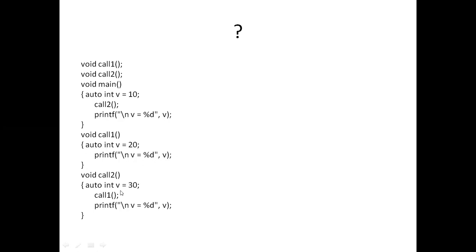Yes, and when it comes back to call2, then v is equal to 30 will get printed. Yes, because this will now refer to v is equal to 30, here this auto int v variable. So now control goes to printf in the main function. So here it is written printf v is 10. Yes, so v is 20, v is equal to 30, and v is equal to 10 will get printed.